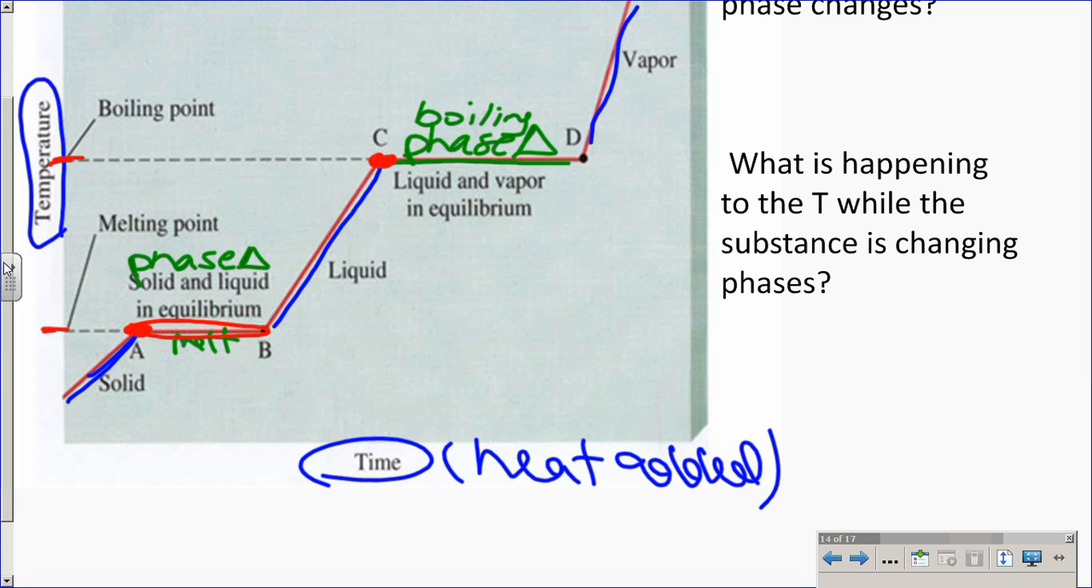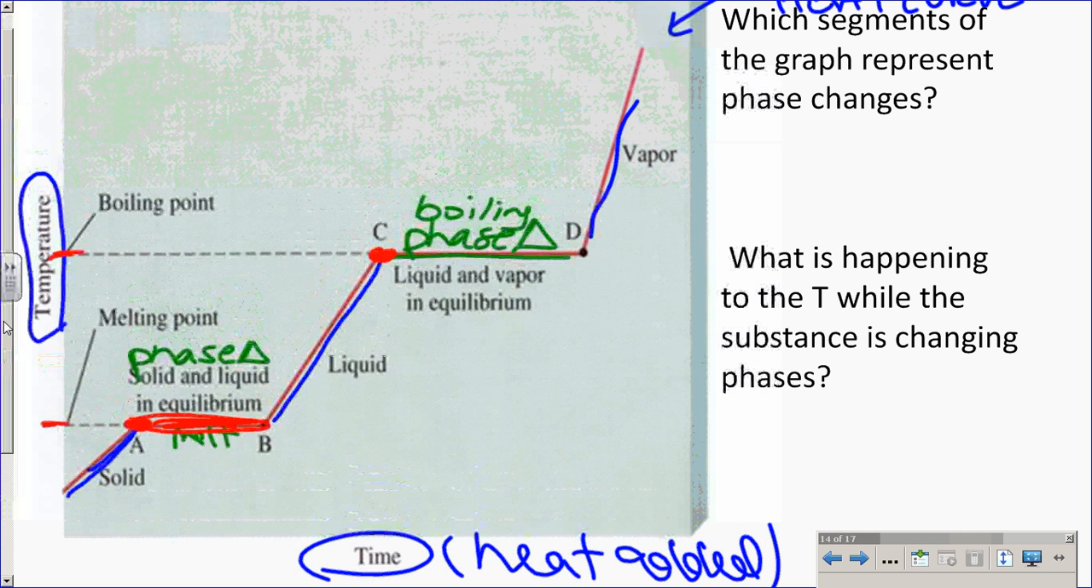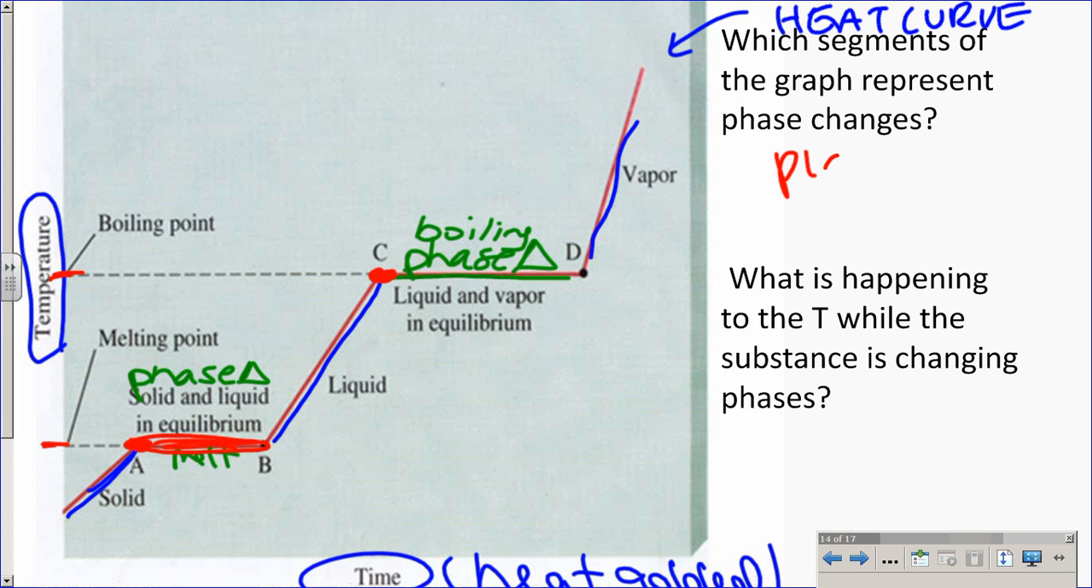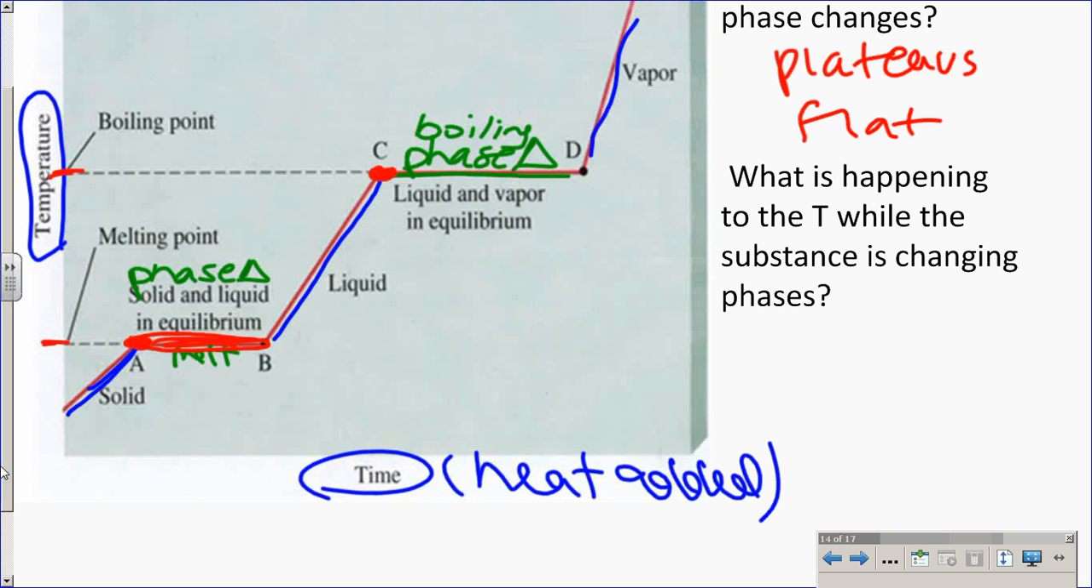Right. Okay, so let's talk about what kind of energy is being added, because we know something's happening here. It's not temperature changes, it's something else. And that's what these questions right here are. So which segments of the graph represent phase changes? The plateaus. This is not how you spell plateaus. But flat spots. There you go, flat spots. Okay. So those are where the phase changes are happening. Then, what is happening to the temperature while the substance is phase changing? There's no change in temperature.